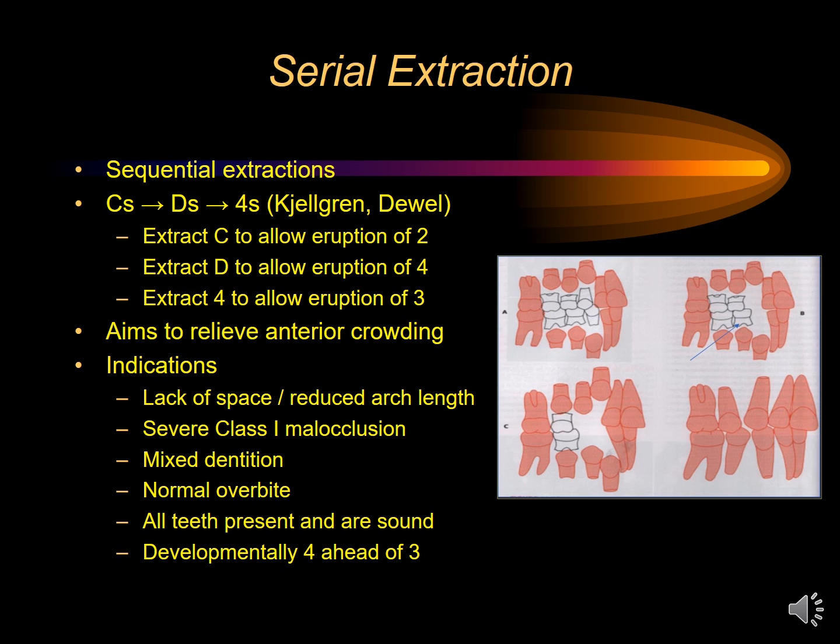Now, the aim of this serial extraction is to relieve anterior crowding. The indications for undertaking serial extractions are lack of space or reduced arch length as evidenced by crowding, and a severe class 1 malocclusion. The patient must be in the mixed dentition with a normal overbite. All the teeth should be present and sound. And developmentally, the first permanent premolar should be well ahead of the permanent canine.